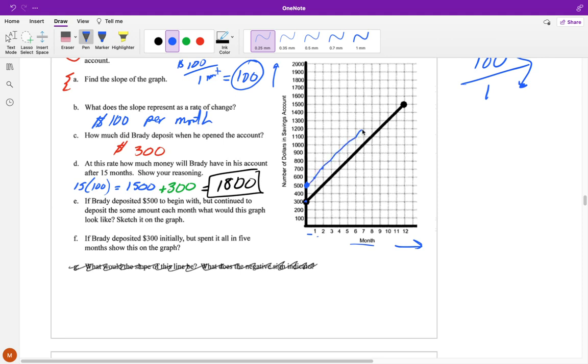Now, I don't have a straight edge I can use, so yours would be a little bit better. So it will just look like that, where everything is translated up $200 because he's now starting out with 200 more in the beginning.